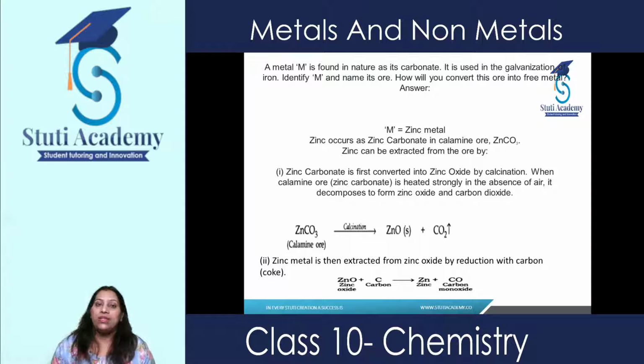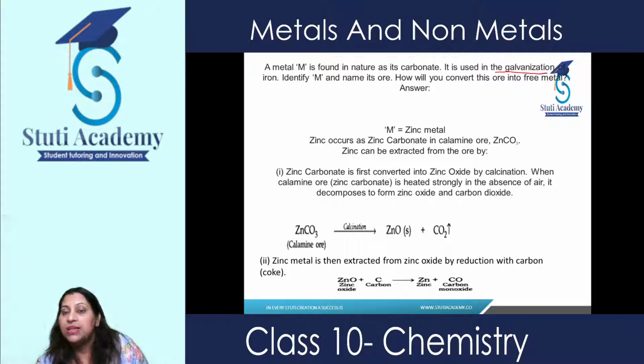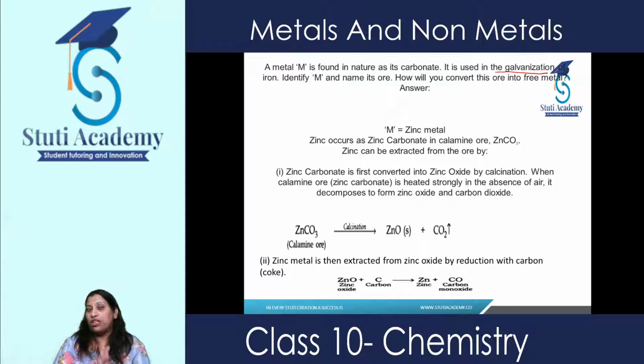Now next question is, a metal M is found in nature as its carbonate. It is used in the galvanization of iron. See, from this we get an idea which metal it is, because for galvanization we use a particular metal. If you know the name, write down in the comment box which metal we use for the galvanization process. So here you need to identify M and name its ore, in which form it exists in nature. How will you convert this ore into free metal? Free metal here means the pure form of metal.